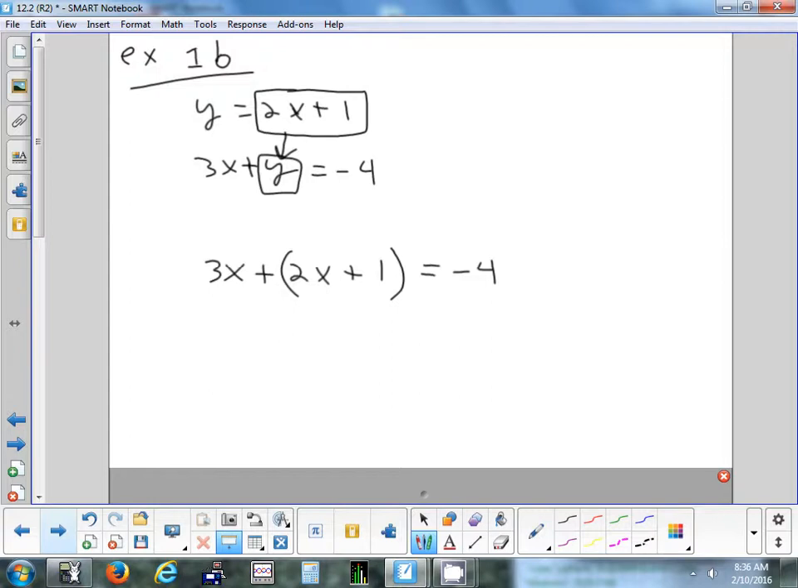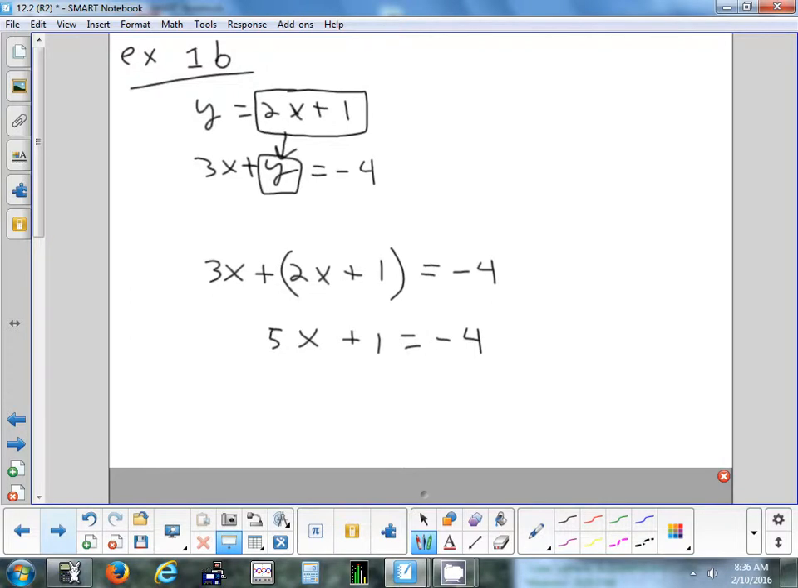All right, Alex, what do you think I do at my next step here? Combine like terms. And what do you get if you combine your x's here? 5x. Anything else on the left? Plus 1. Okay, so far so good. Now I just have 2 steps left, and then I'll be done with one of my letters.